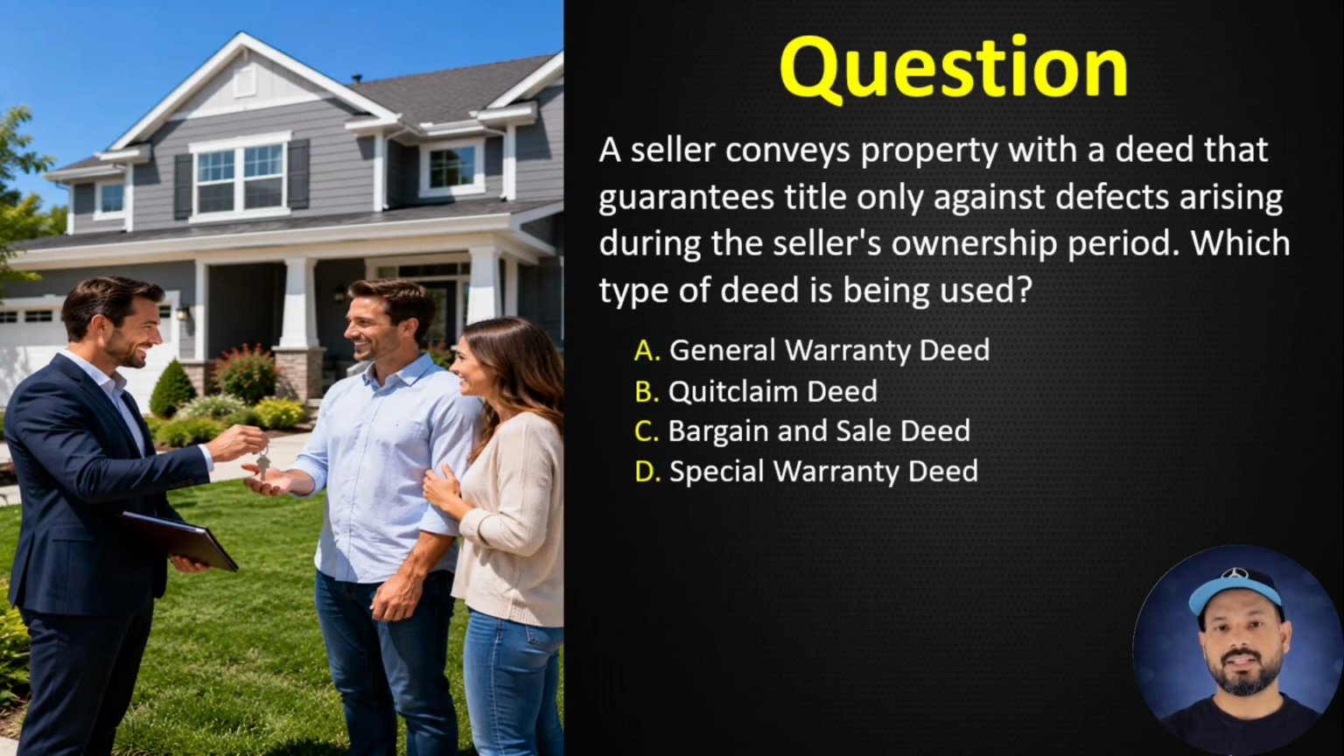Question number 43. A seller conveys property with a deed that guarantees title only against defects arising during the seller's ownership period. Which type of deed is being used? A, general warranty deed, B, quitclaim deed, C, bargain and sale deed, D, special warranty deed. Correct answer D, special warranty deed. A special warranty deed protects against title defects occurring during the seller's ownership.